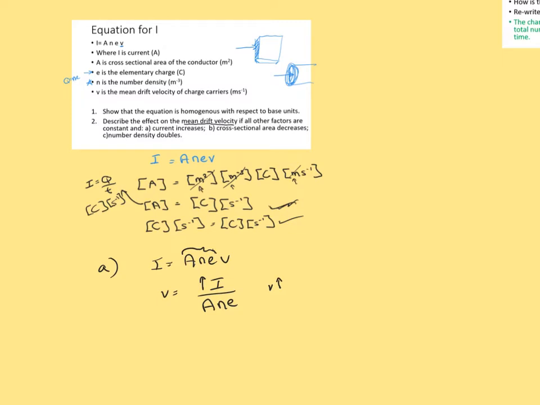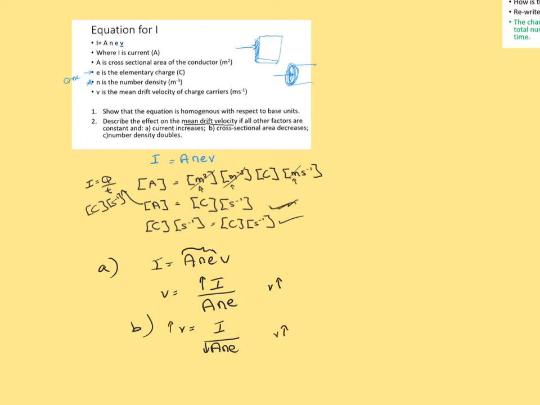Then what will happen to mean drift velocity if I decrease the cross-sectional area? And if I look at, again, the equation, once again, I have v is equal to I over nAe. That means if I decrease the cross-sectional area, so I'm dividing the expression by a lower denominator, that means I will have a higher velocity.